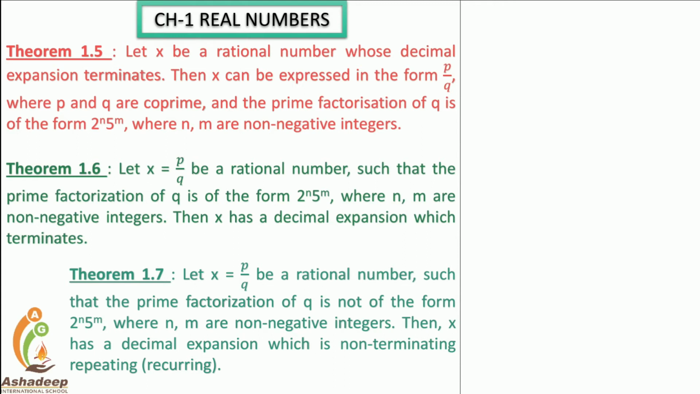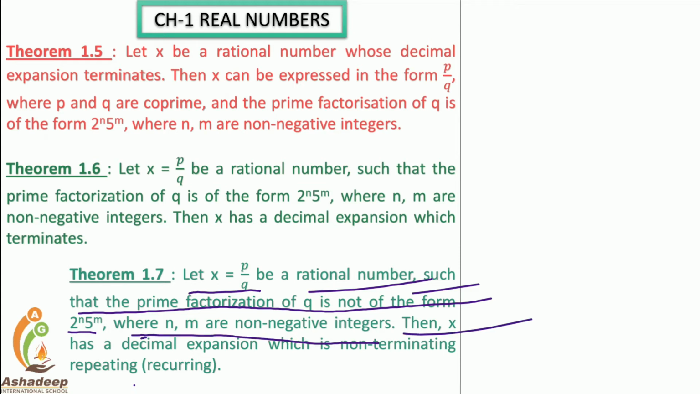Simple. Let x is equal to p by q be a rational number such that the prime factorization of q is not in the form 2 power n 5 power m, where n and m are non-negative integers. Then x has a decimal expansion which is non-terminating recurring.